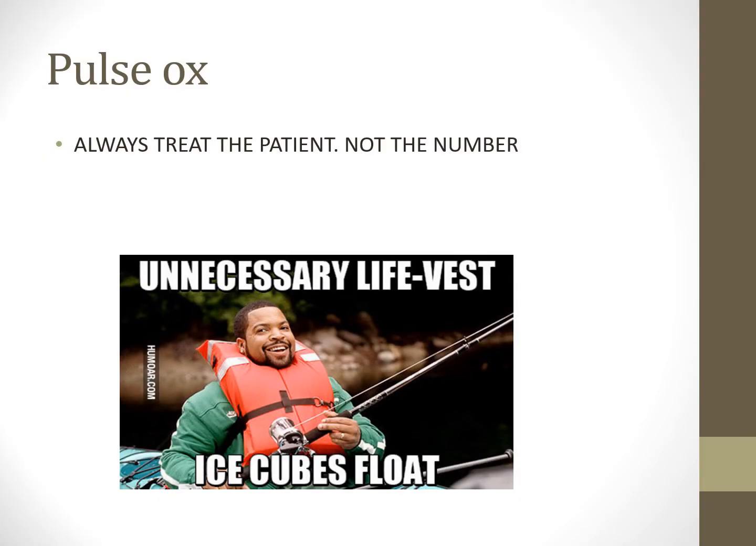All right, pulse ox, always treat the patient, not the number, right? You see a weird number, look at the patient first and work your way back. Do they have altered mental status? Do they have poor hands?